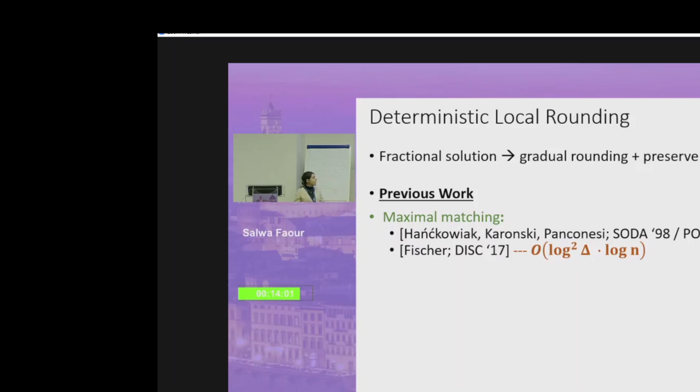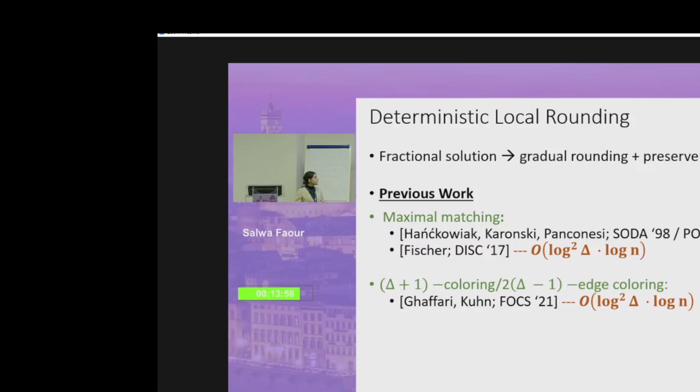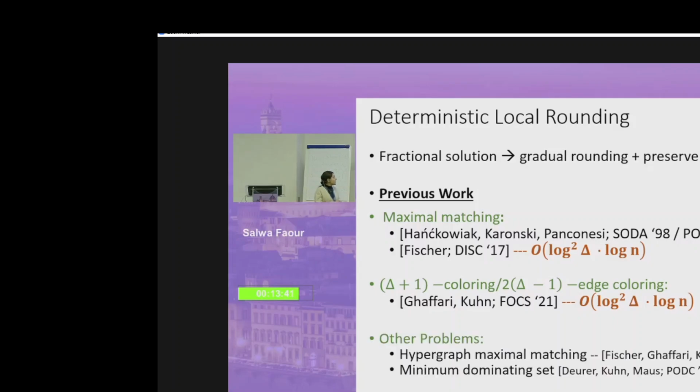And most recently, Ghaffari and Kuhn were able to solve delta plus 1 coloring in the same round complexity. And since we know 2 delta minus 1 edge coloring is just delta plus 1 coloring on the line graph, in the LOCAL model this also solves this problem in the same round complexity. Other problems where this technique has been used include hypergraph maximal matching, minimum dominating sets, and others.